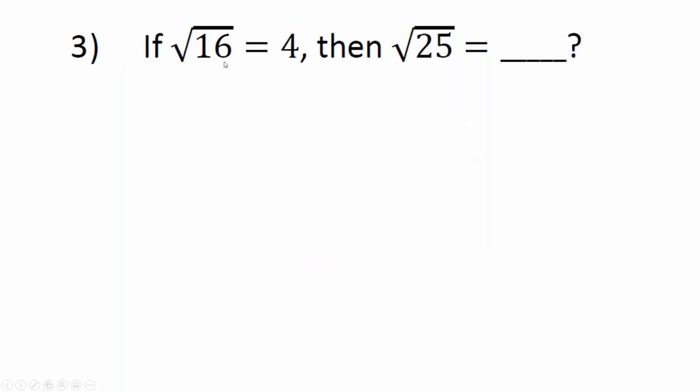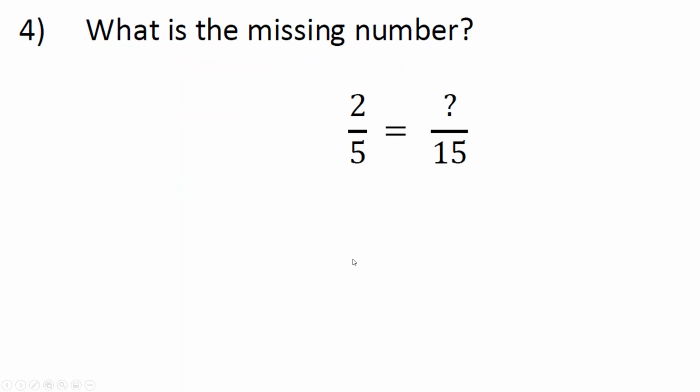If the square root of 16 is 4, then the square root of 25 is what? What number times itself is 25? And it's going to be, well, square root of 16 is square root of 4 times 4. So this one's going to be 5. These are just some different ways you might see square root of a number. So what number times itself is 25? There you go. This is also a non-calculator skill that you'll need to know for 7th grade.